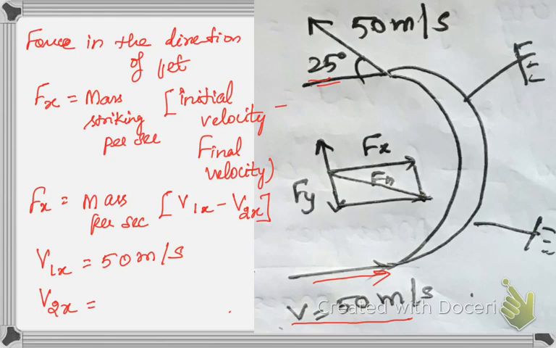Initially there is no angle for it, so my initial v1x is 50 meter per second. But once it strikes, there is an angle for it, so I have to note that also. In the x direction, what is going to be my final velocity? It is nothing but minus 50 cos 25 degree, because this is the adjacent side. Moreover, we are denoting the minus sign because the water is moving in this direction, and while returning back it moves in the opposite direction. So it is equal to minus 45.315.